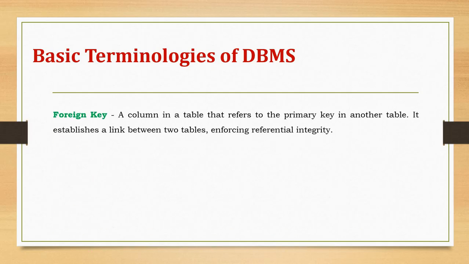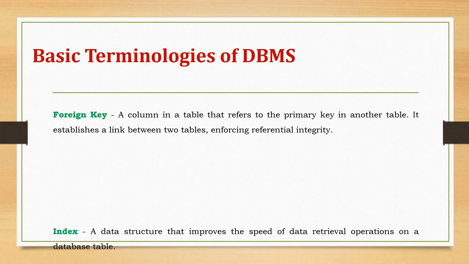Foreign key means it's a primary key of another table. When we want to make a relationship between two tables, the foreign key will help us. For example, in the student table, the primary key is the registration number. In the department table, the department ID is the primary key. When we make the relationship between these two, the department ID will act as a foreign key in the student table. Like that we can make relationships.